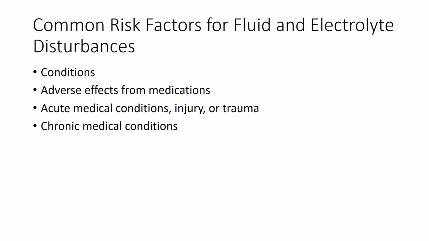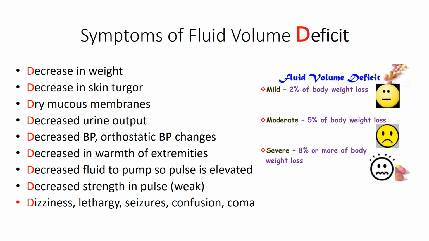Acute medical conditions, injury, trauma. If we get in a major car accident, lose a limb, we're going to have a major blood loss. That is a big fluid disturbance issue, right? Chronic medical conditions. Are we in renal failure? Are we in liver failure? Different medical conditions are present that can create these issues.